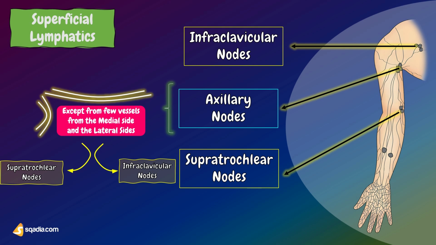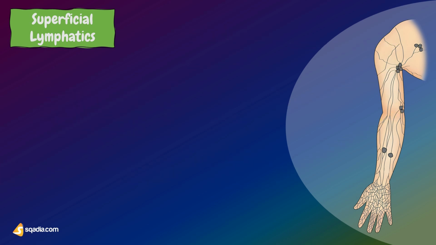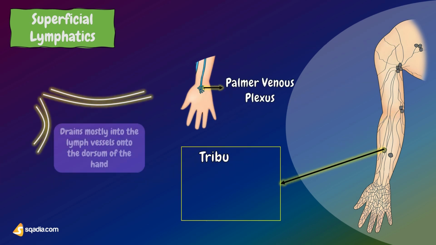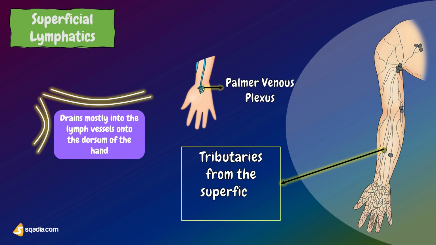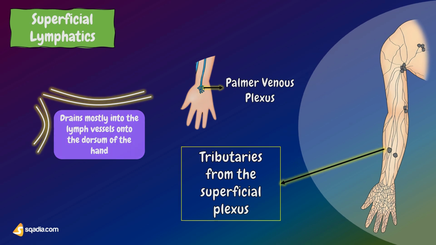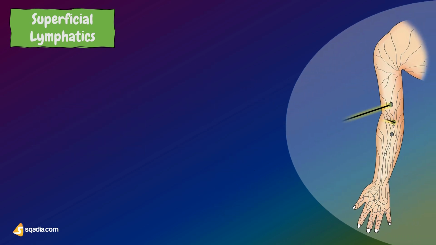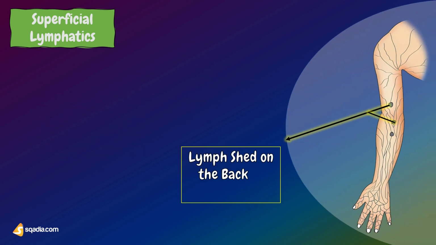The dense palmar plexus that we talked about in the previous section drains mostly into the lymph vessels on the dorsum of the hand, where these continue with the vessels of the forearm. Lymph vessels of the back of the forearm and arm curve round their medial and lateral surfaces and ascend up to reach the floor of the axilla. Thus, there is a vertical area of lymph shed in the middle of the back of the forearm and arm.